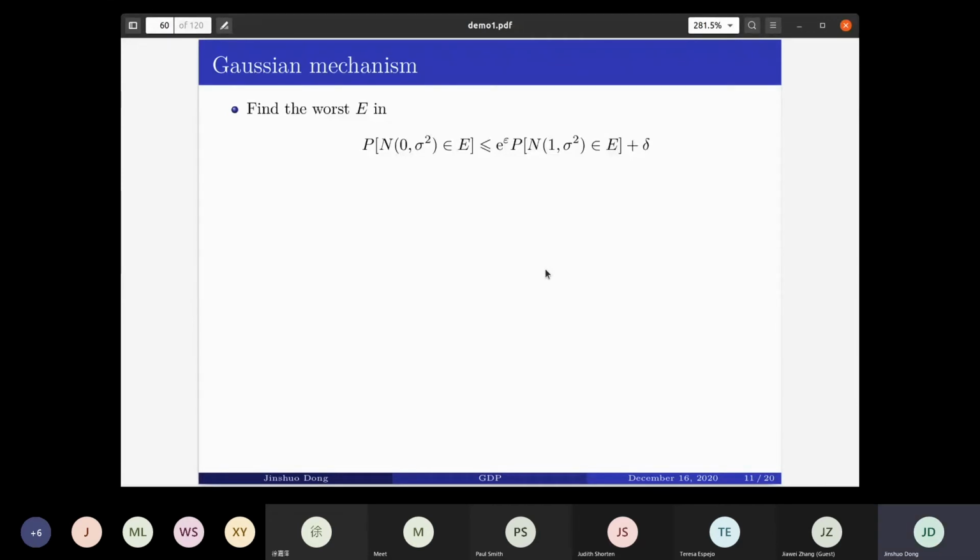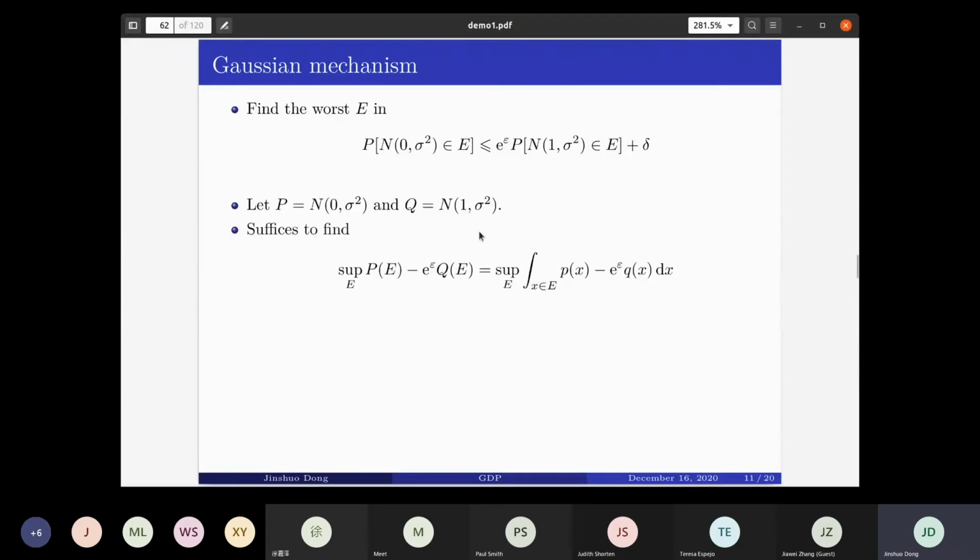Okay, so let's get back to our mathematical question. So we want to remove this epsilon here. Let's introduce some notation. Let this probability distribution be P and this one be Q. So we simplify the notation: this is P of E and this is Q of E. Remember, we fixed epsilon and we want to figure out delta. So we move this part to the left hand side. We get P of E minus e to the epsilon Q of E. We want this to hold for any E. So what is the smallest possible delta? That is the supremum of this quantity over E.